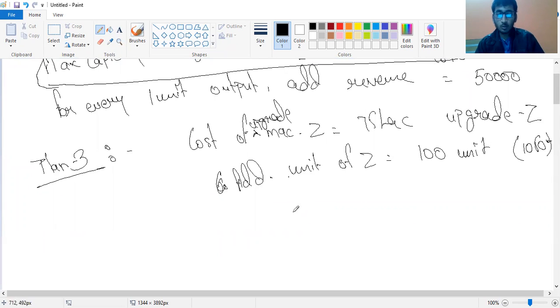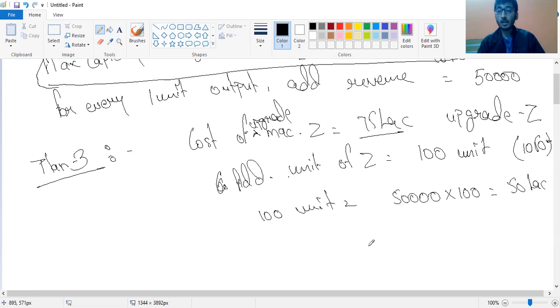This is clear. So I can say for every unit, it is given, we are able to earn additional 500. So for 100 units, how much would you be able to earn? I can say 50,000 multiplied by 100, so it is 50 lakh. And the cost is 75 lakh. So it's a bad choice.